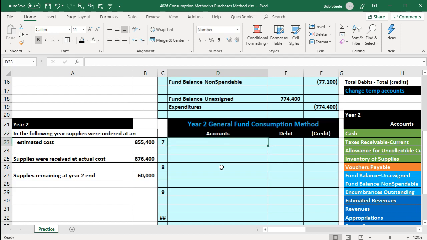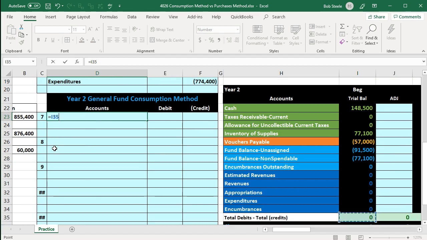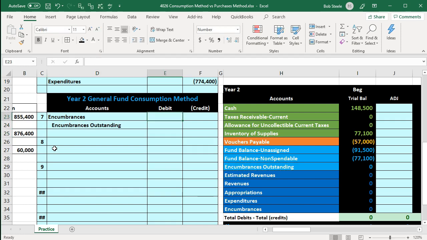So we're going to just continue on, and we're going to say same kind of starting point where we have the estimate happening. So we estimate that we have 855,400 purchase order. We're going to debit the encumbrance again, just like we did before. Debit the encumbrance for the estimate. We're going to credit the encumbrance outstanding, same starting point, and for the estimated amount of 855,400. So now we're going to post this.